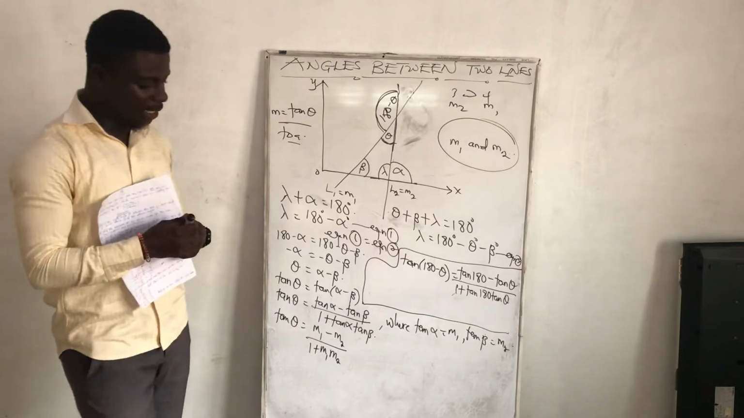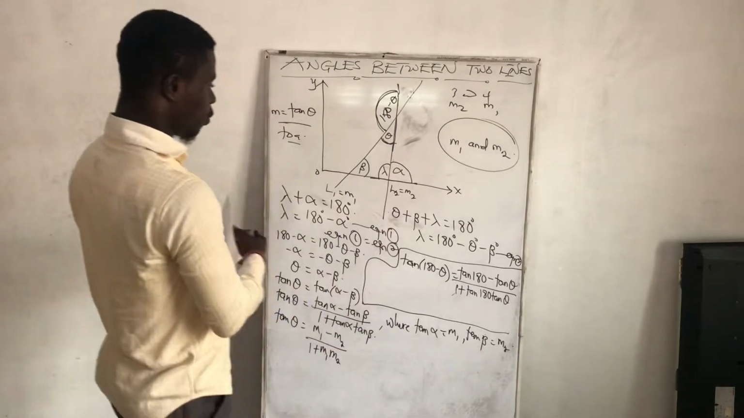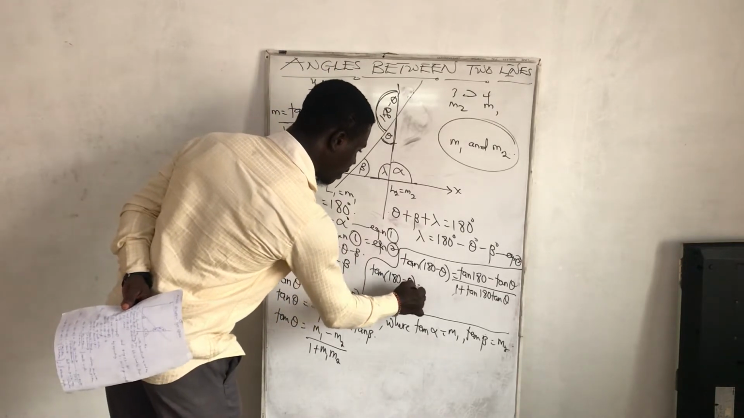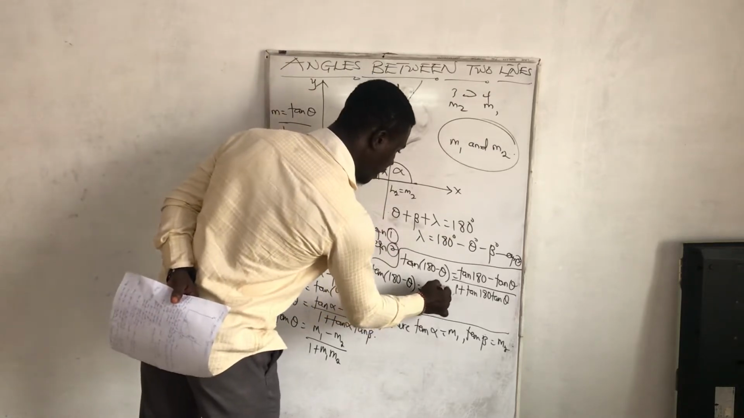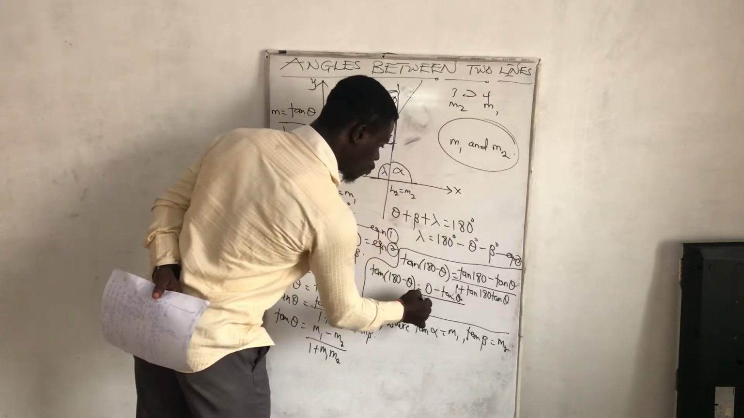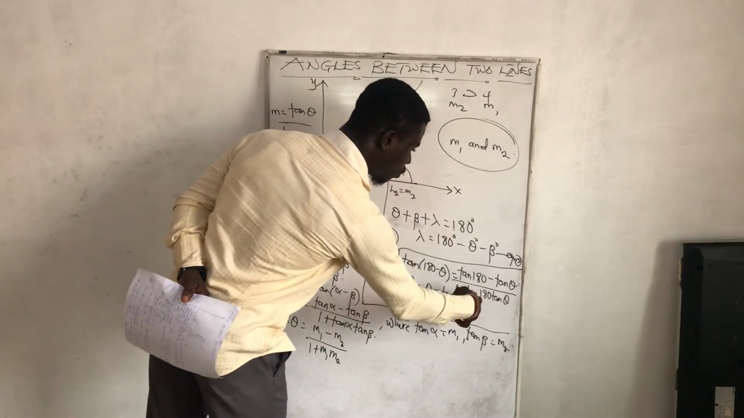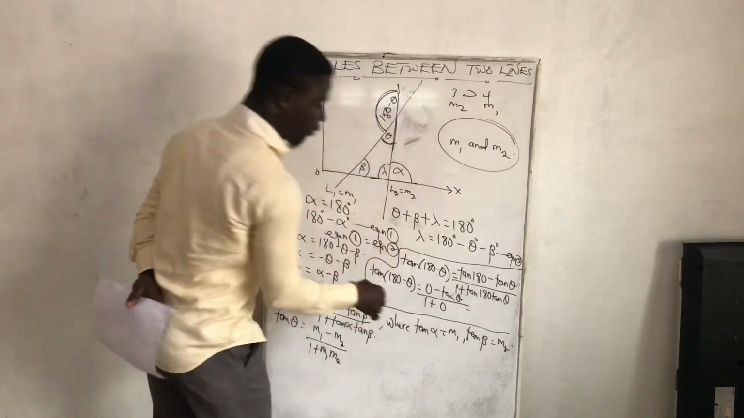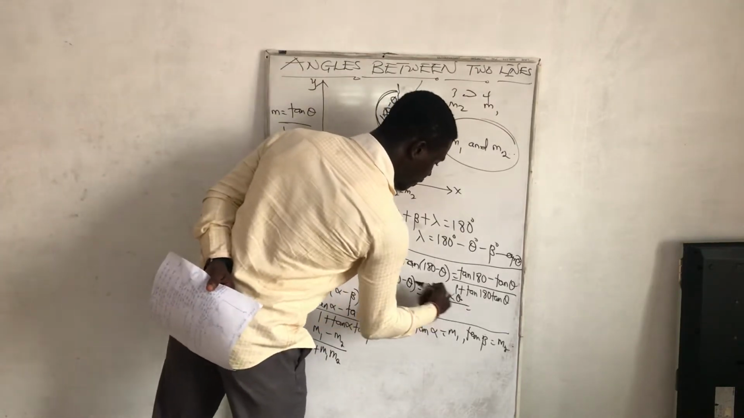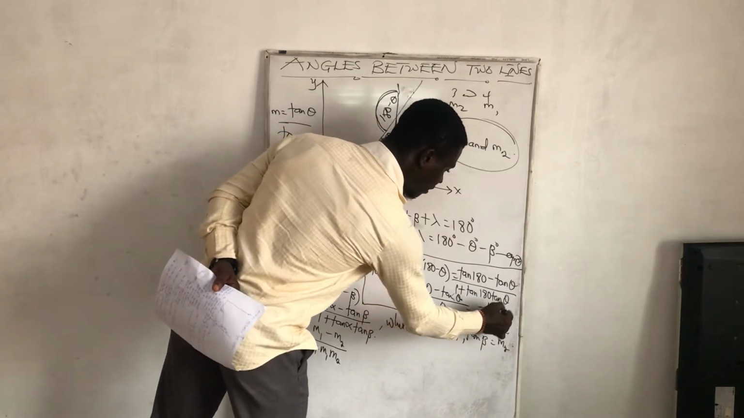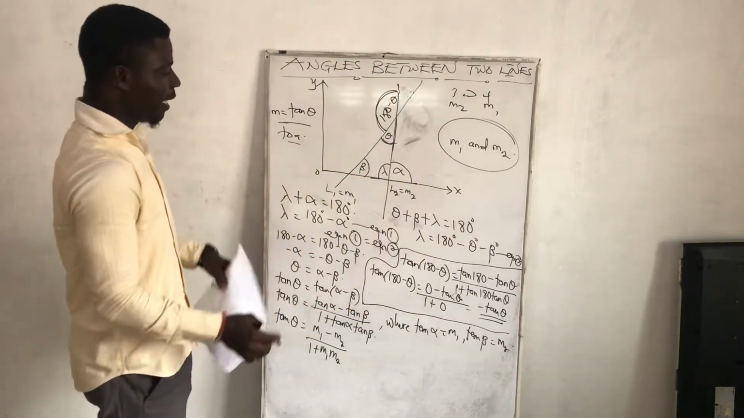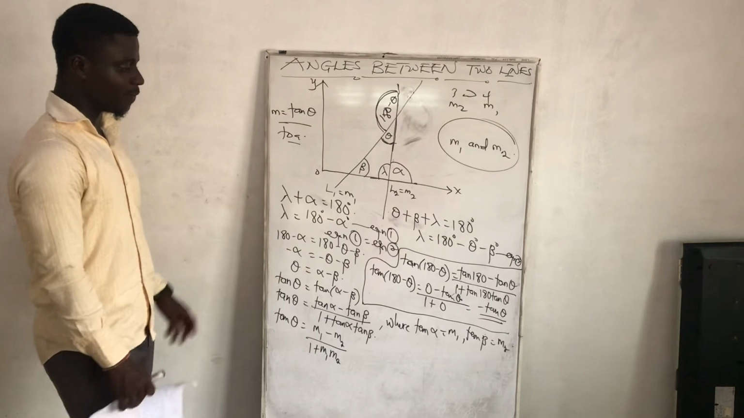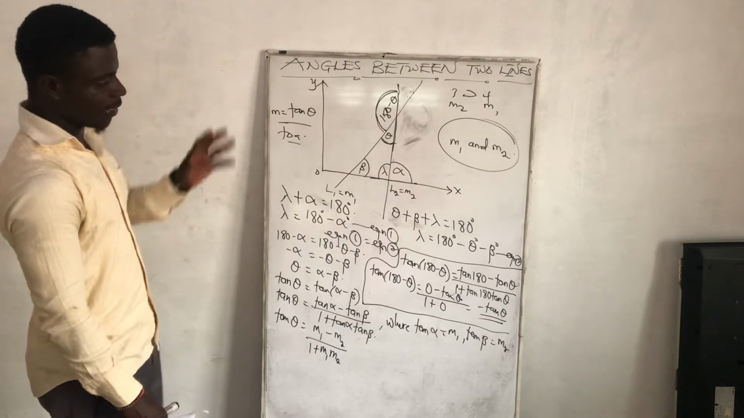When you punch tan 180, it gives 0. So I can say that tan 180 minus theta must be equal to tan 180, which is 0, minus tan theta, all on 1 plus tan 180, which is 0, times tan theta, which is the same thing as 0. And 1 plus 0 gives 1. So I'll get 0 minus tan theta, which is negative tan theta. So now tan 180 minus theta is equal to negative tan theta.